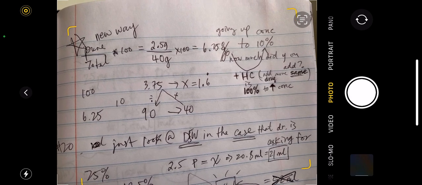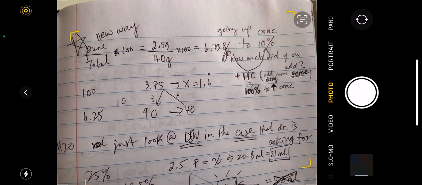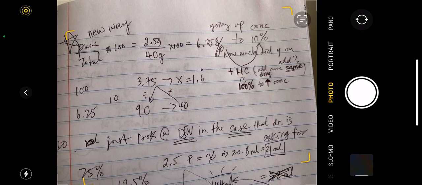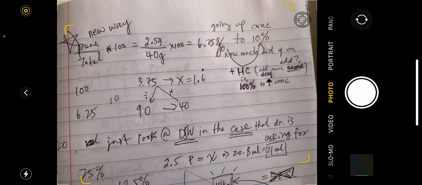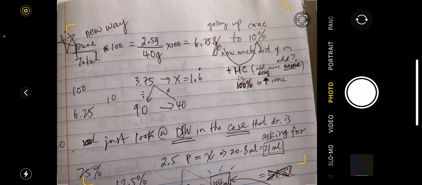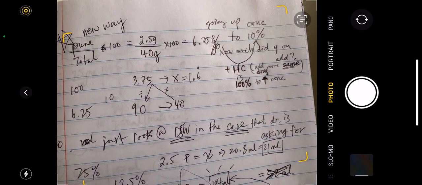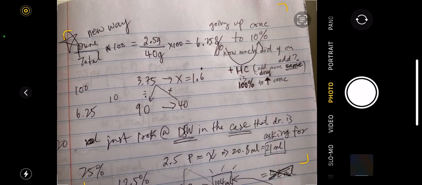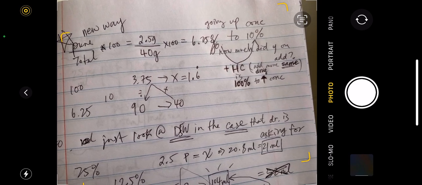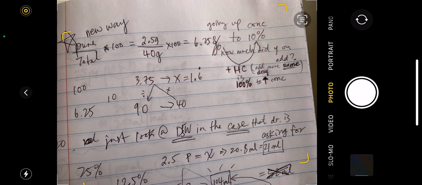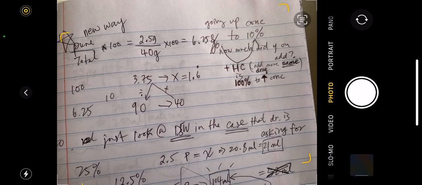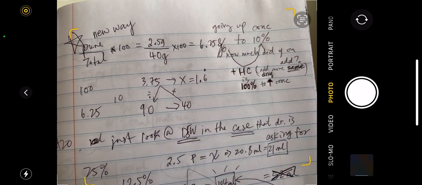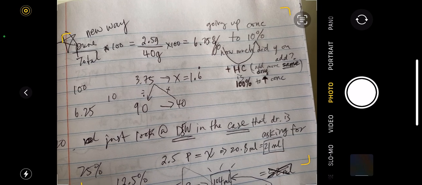to 10%, right? And they're going up the concentration. So how much did you add in order to go up to 10%? You have to add 100% of hydrocortisone to increase the concentration. So you know 6.25%, and 10%, that's what you want in the middle. And this 100 is the hydrocortisone that you have to add in order to go up to 10%.